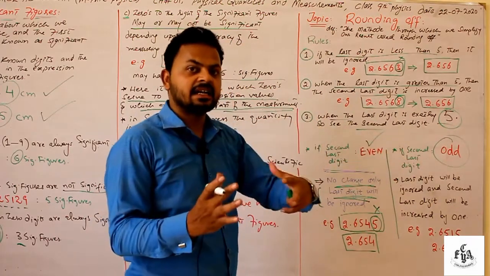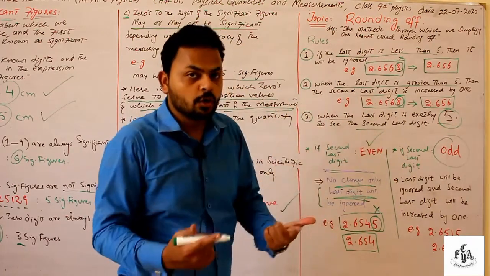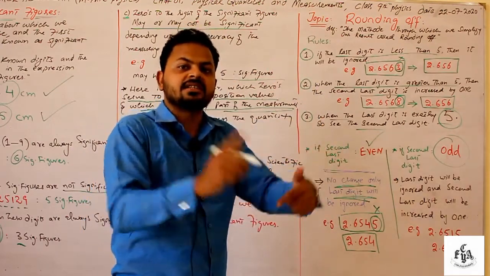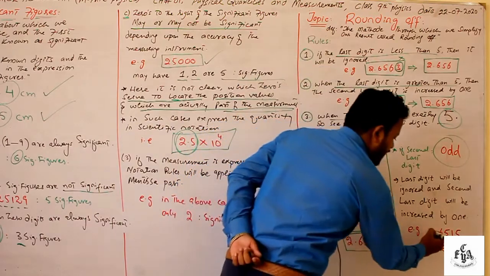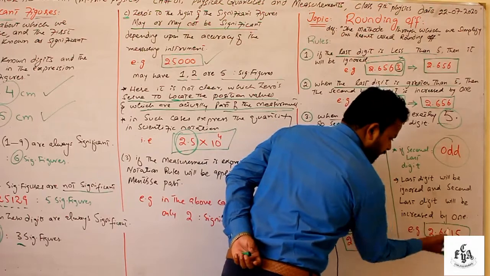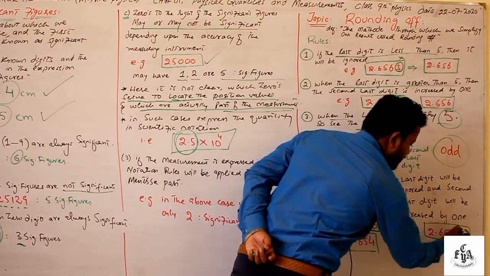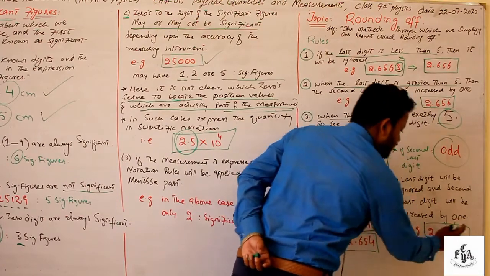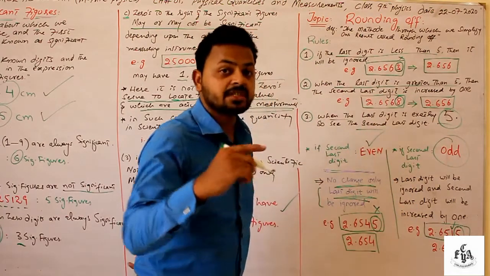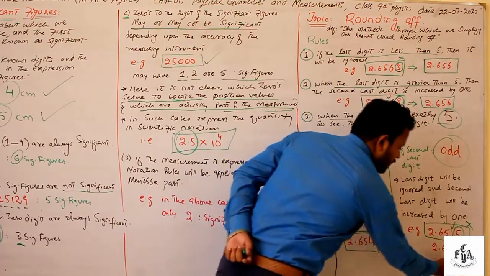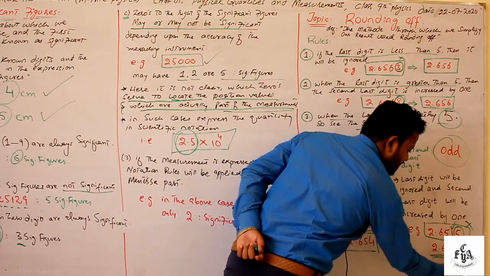if the last digit is 5 and the second last digit is odd, so what we do, we ignore the last digit and increase the second last digit by 1. Look, if we have a reading 2.6515, now last digit is what? Last digit is 5. What is the second last digit? Second last digit is 1, which is odd. So we ignore the last digit and round it to 2.652, right?